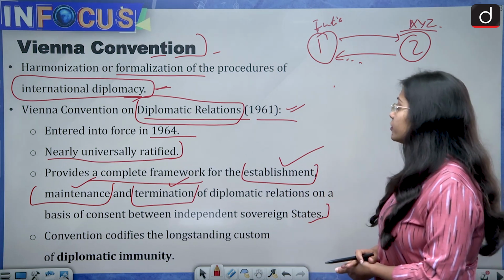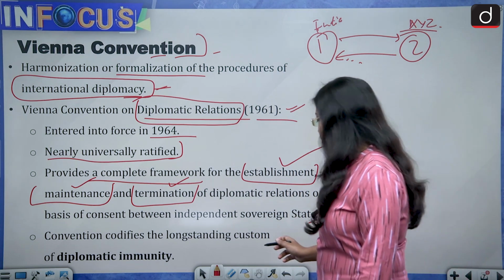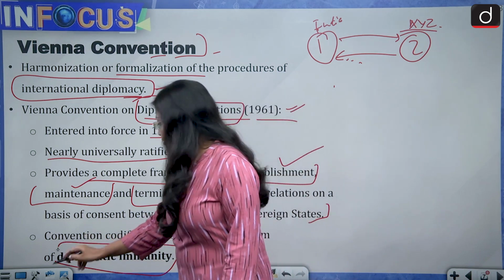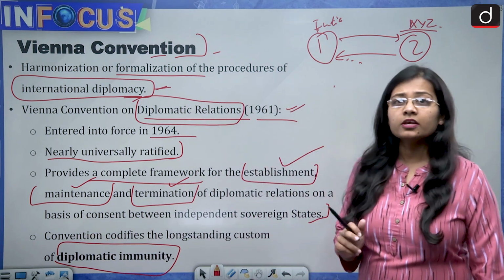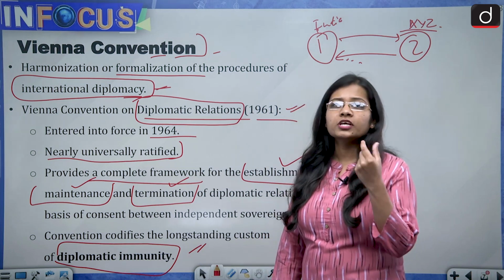Then the Vienna Convention on Diplomatic Relations also codifies the long-standing custom of diplomatic immunity, and this term diplomatic immunity very much remains in the news. So we will be looking into what diplomatic immunity means.